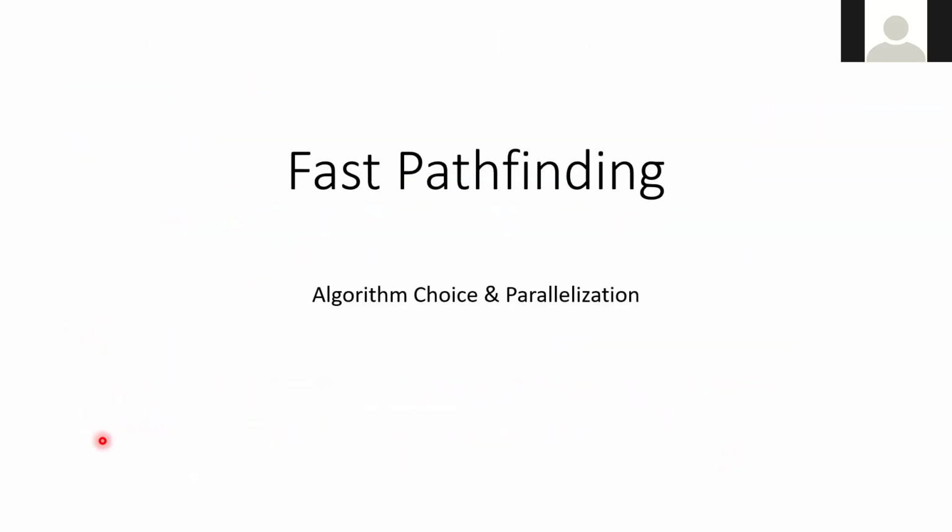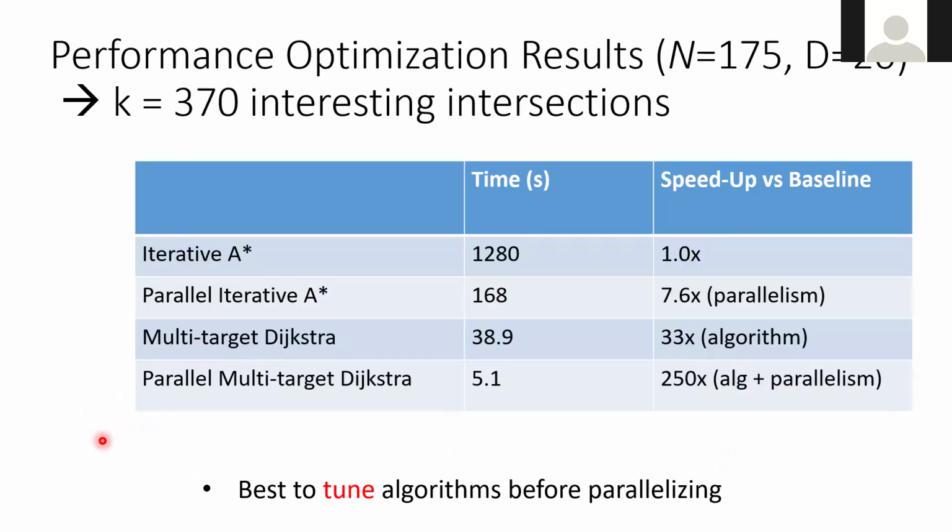Okay. Let's get back to our milestone 4: fast path finding, algorithm choice, and parallelization. These are just some times that were recorded by the teaching team using the n equals 175, d equals 20 test cases on 370 interesting intersections, so 317 depots.